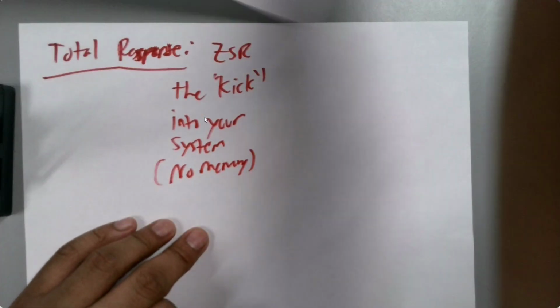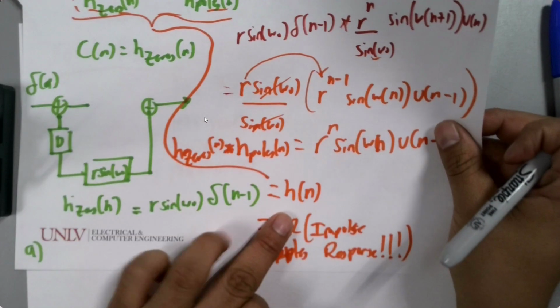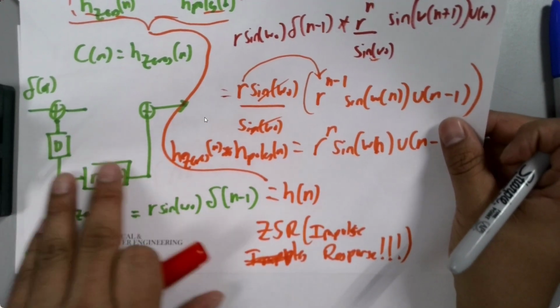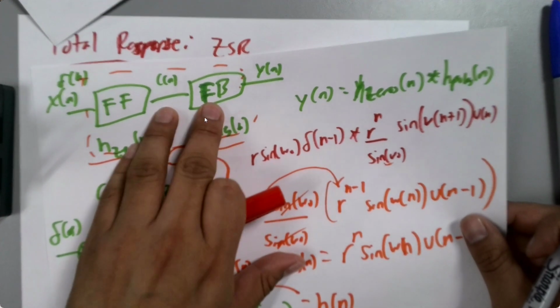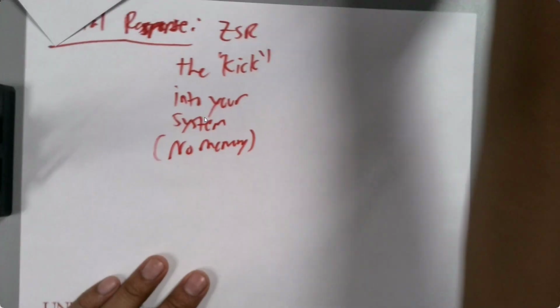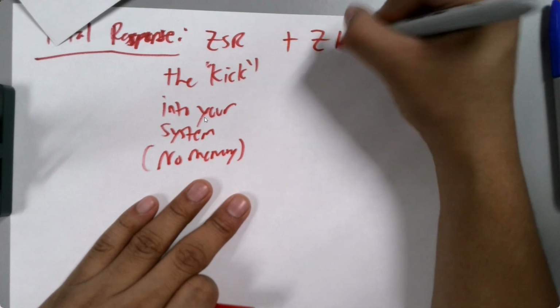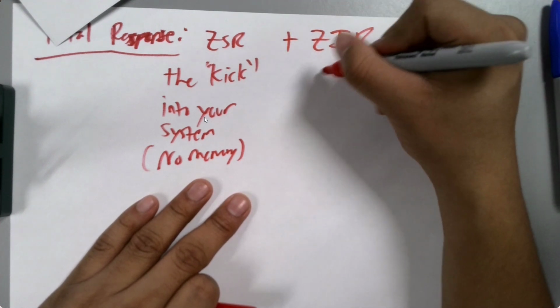It's a lot of work to get this impulse response. It's whatever we did here. We just kicked our box. We just bang this entire system. Zero state, there's no memory. We just kick it. Plus ZIR, where we have memory.